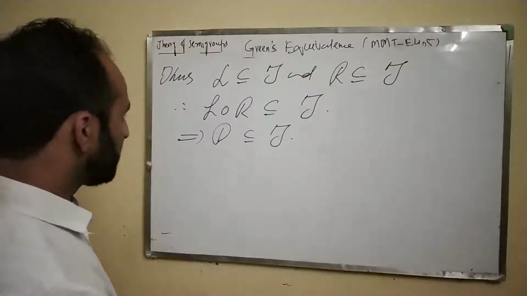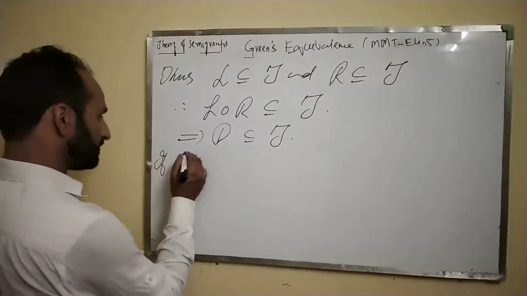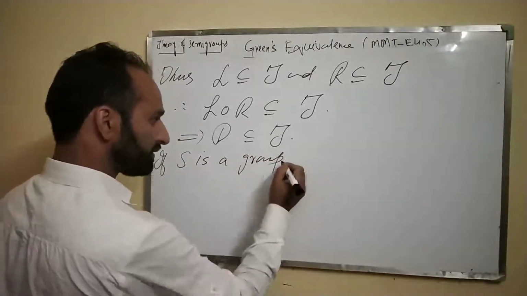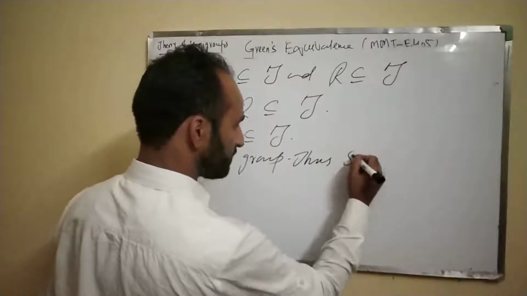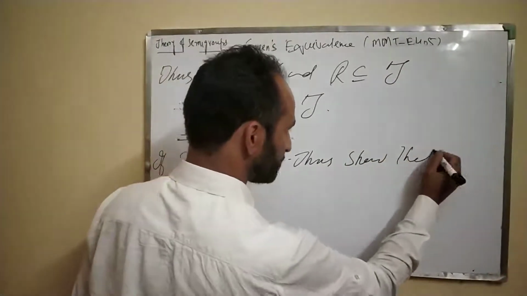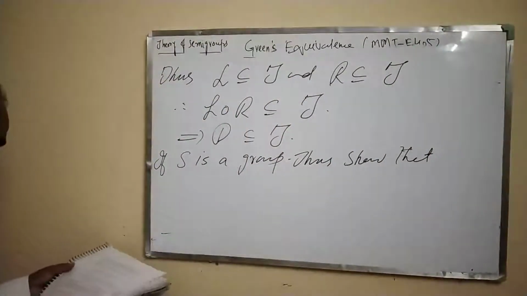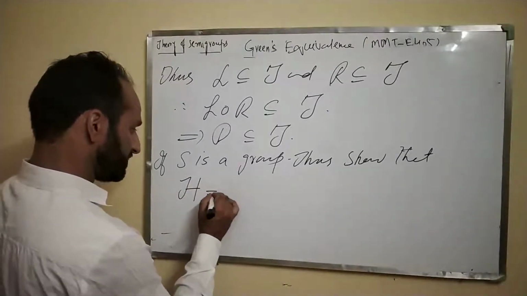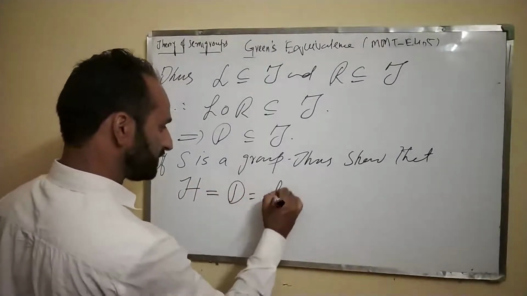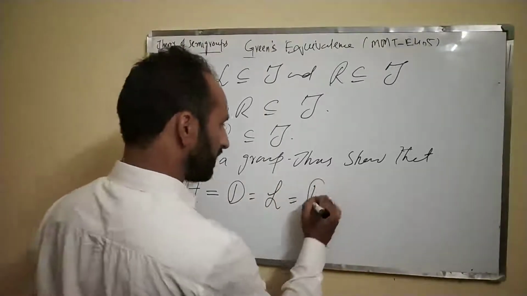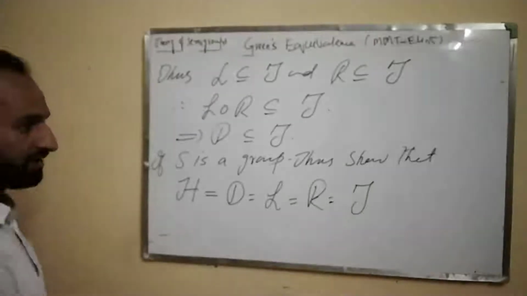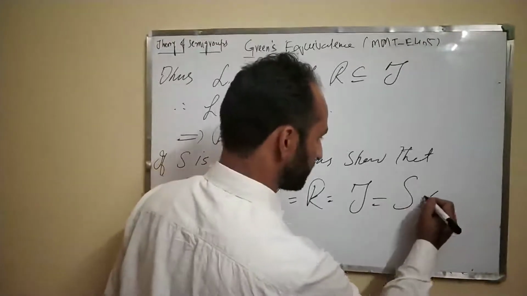But in case of groups, if S is a group, then show that all these relations are actually equal. So in case of groups, they are not different. H is equal to D is equal to L is equal to R is equal to J. They are all equal, and they are all equal to the universal relation.